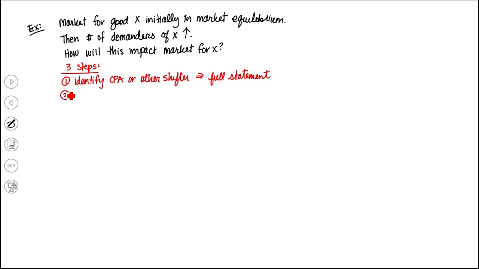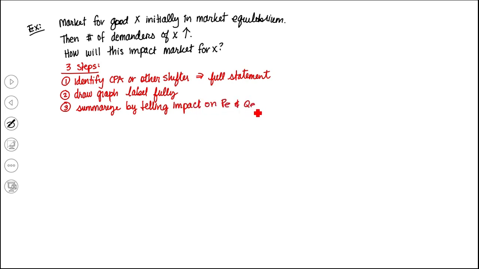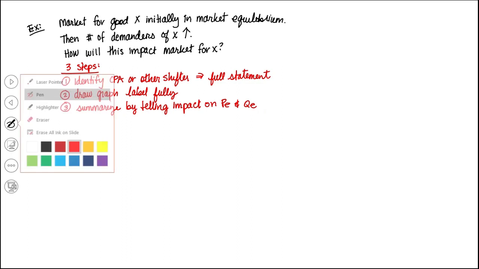The second thing you're going to do is you're going to draw a graph, and you're going to label it fully. So draw your graph, label it fully. And then number 3, you're going to summarize by telling me the impact on equilibrium price and equilibrium quantity. And if you stick to those steps, guys, you won't say stupid things. If you start writing paragraphs, you're going to say things that make no sense. You're going to confuse demand and quantity demanded and supply and quantity supplied. So if you stick to what I've asked you to do, you'll make less errors. Okay? All right. So what would this look like then for this problem?